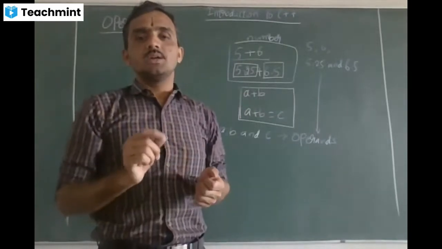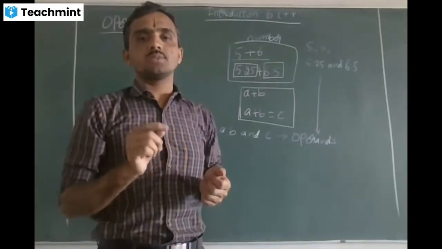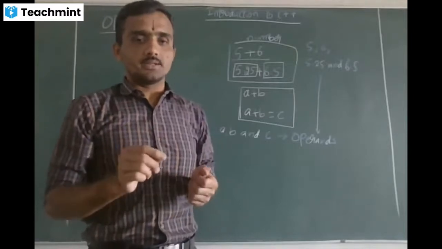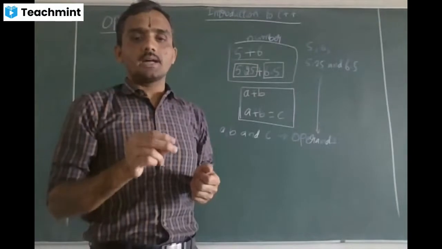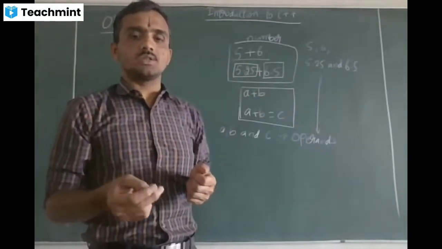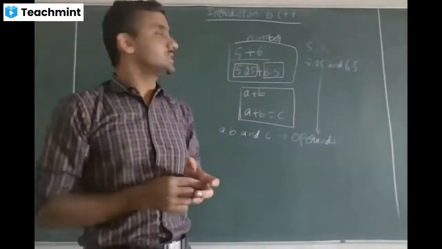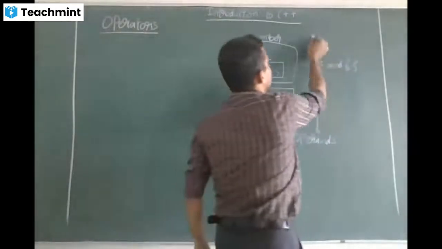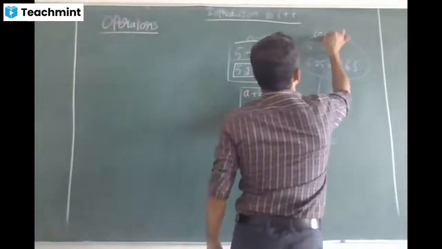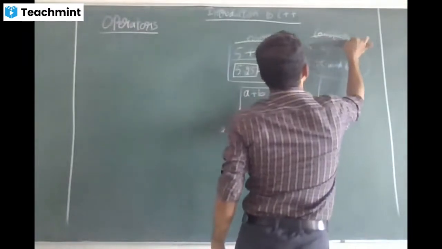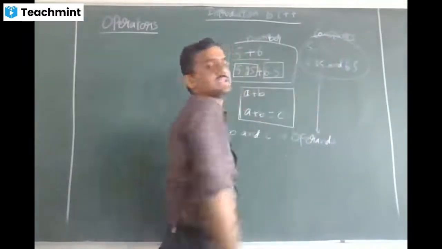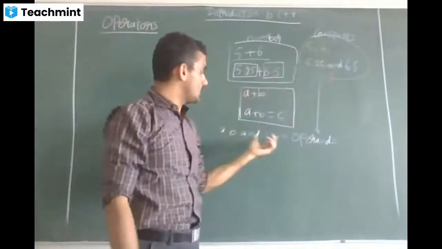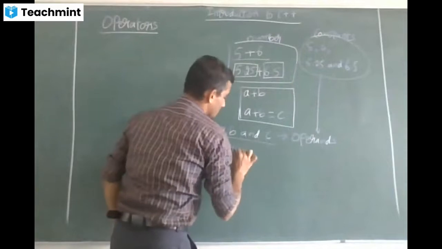The operator definition is: an operator is a symbol which performs some activity and gives the result. This is the definition of operator. The operand definition is: operators act on variables and constants, which are called operands. See, 5, 6, 5.25, 6.5 are all constants, because they have fixed values. The value of 5 is 5, the value of 6 is 6, the value is 5.25, a fixed value. These are all constants, whereas A, B, C are called variables.